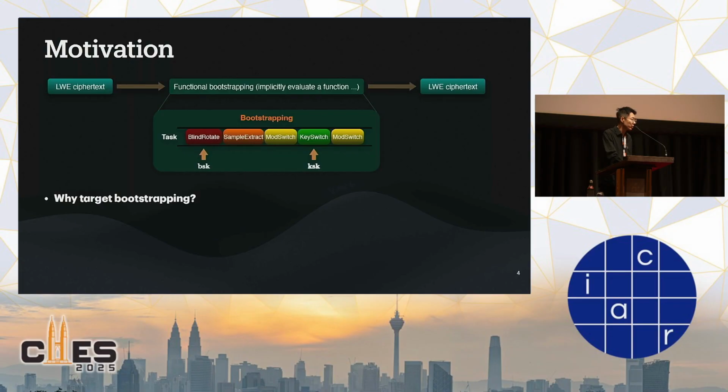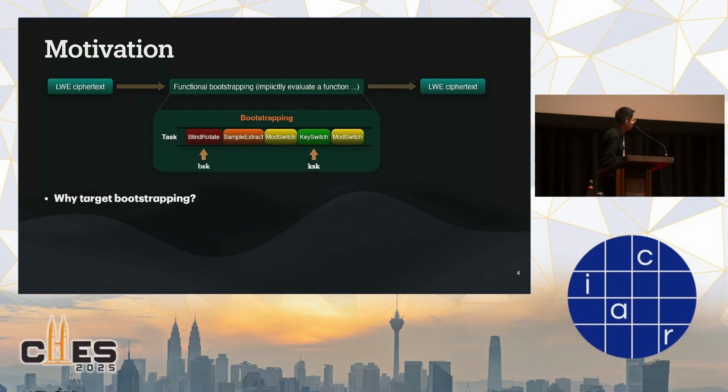So the first question is why target bootstrapping? For bitwise schemes, bootstrapping is the key operation, because each computation over ciphertext is done by doing a bootstrapping. So it's different from wordwise schemes, because they only need to do bootstrapping if the noise budget is low and they need to refresh.